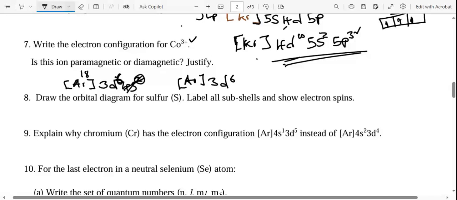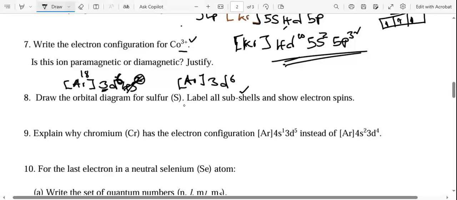Then draw the orbital diagram. So this is how you draw the orbital diagram. You look at the n's that you have. The highest n we had is 3. So what I'll do is, you can just bring the full electron configuration of this one. Okay. I'm tackling the other question.